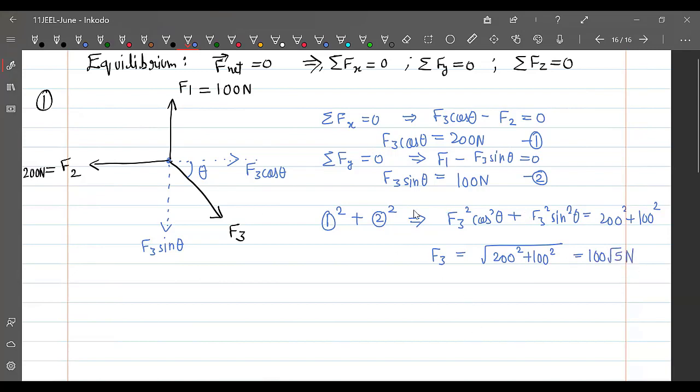And if you want, you can also find tan theta. To find tan theta, we have to divide equation 2 by equation 1, because that will be F3 cos theta by F3 sin theta.